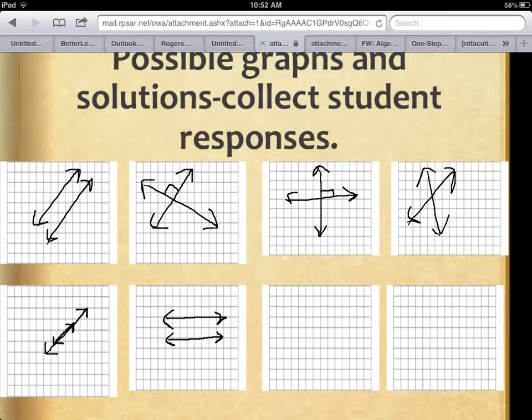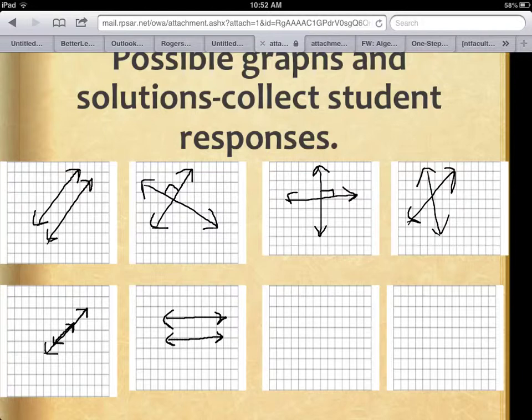One of the activities that I do in the PowerPoint for this lesson is provide the students with a half sheet of paper with these 8 graphs on it and have them individually sketch the possibilities that they think would happen with 2 lines on the graph. And then we post them on the board, and I have different students go up. If I see something different, I'll have them go up and post it.